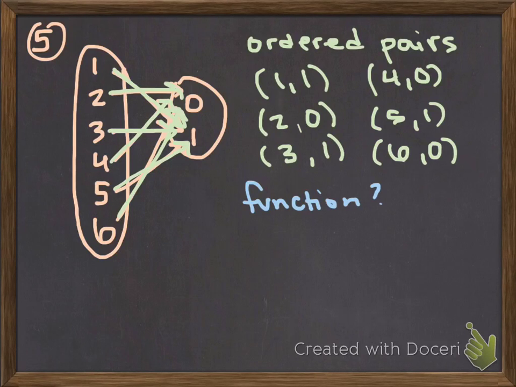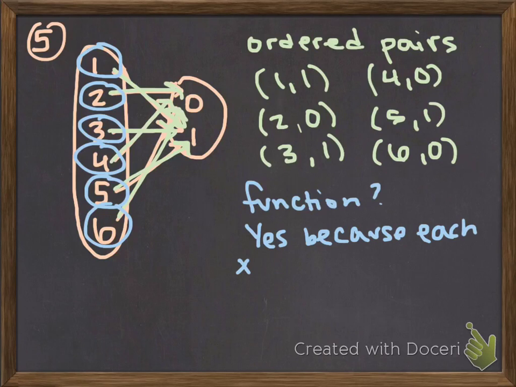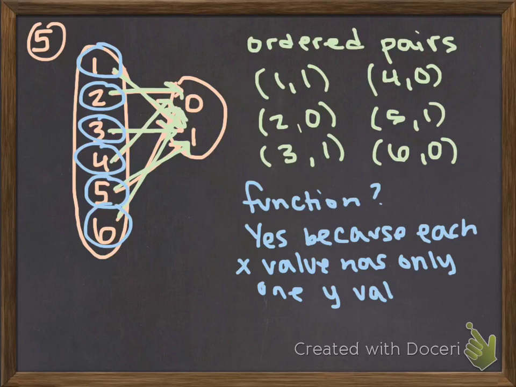So you know it's a function if each of the numbers on the left side, or the x values, have only one arrow going from it. So you have 1, 2, 3, 4, 5, 6. There's only one arrow coming from each of those. Therefore, yes, this is a function because each x value has only one y value. So you got points on this one by doing your ordered pairs correctly, saying yes, it was a function, and then explaining to me what a function is and why this qualifies as a function.